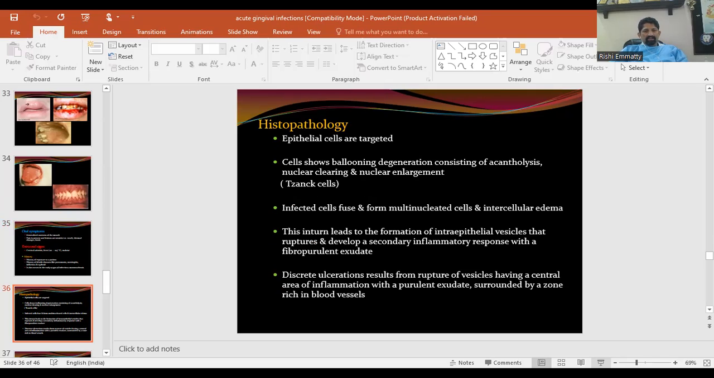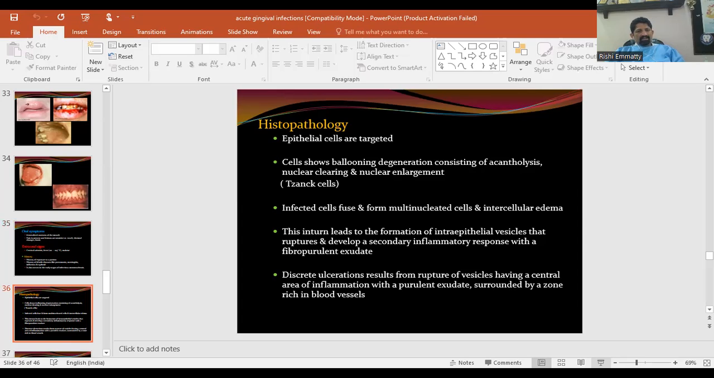Histopathology: epithelial cells are targeted. Cells show ballooning degeneration consisting of acantholysis, nuclear clearing, and nuclear enlargement. The presence of Tzanck cells is seen, and infected cells fuse and form multinucleated cells with intercellular edema. This in turn leads to the formation of intraepithelial vesicles that rupture and develop a secondary inflammatory response within a fibropurulent exudate.